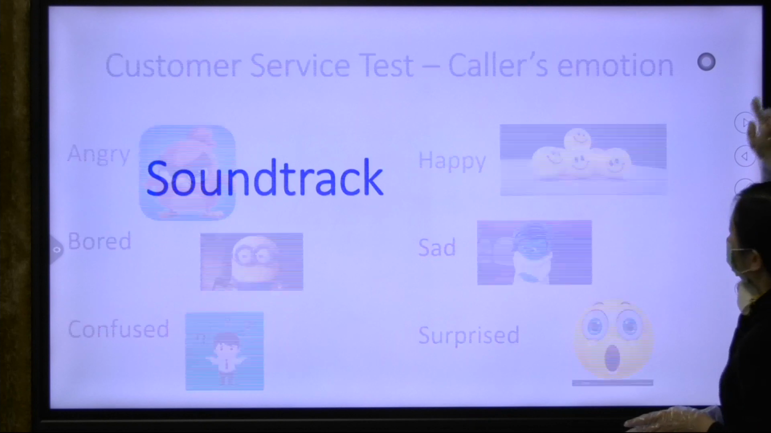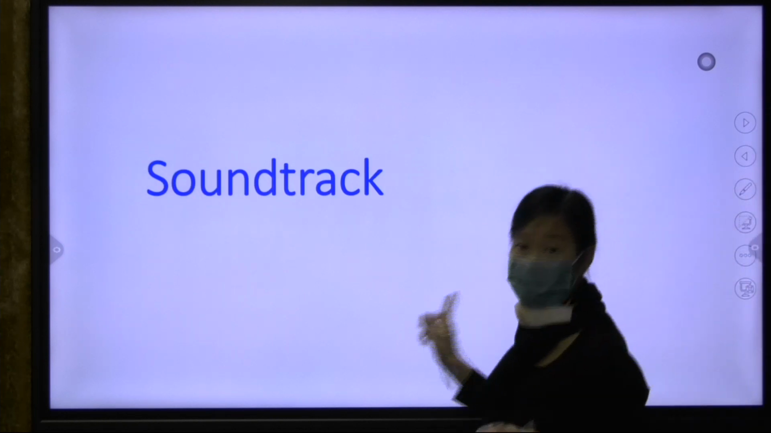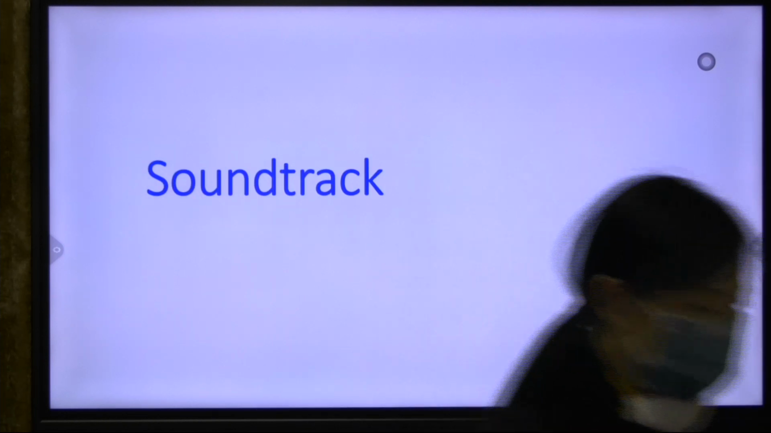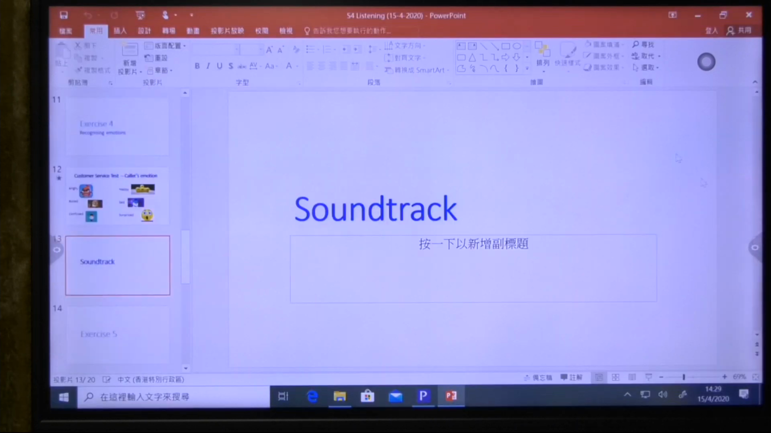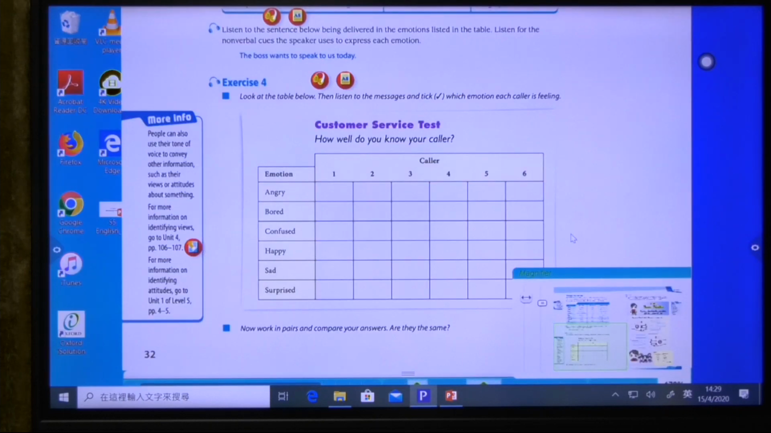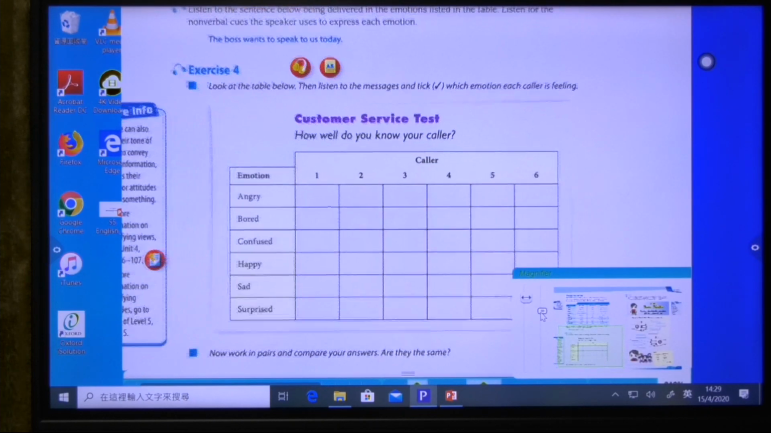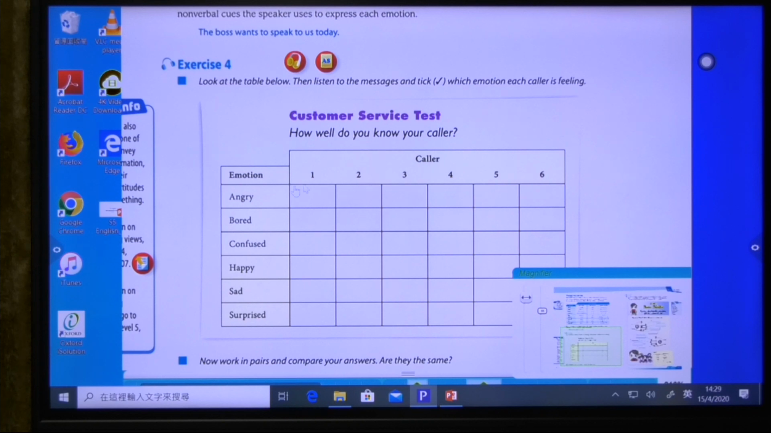So if you are okay, we will go to the soundtrack and listen. What you need to do is tick one: angry, bored, confused, happy, and so on. Put just one tick. And 2, 3, 4, 5, 6. So are you ready? Are you okay? If you are perfect, then I will go.